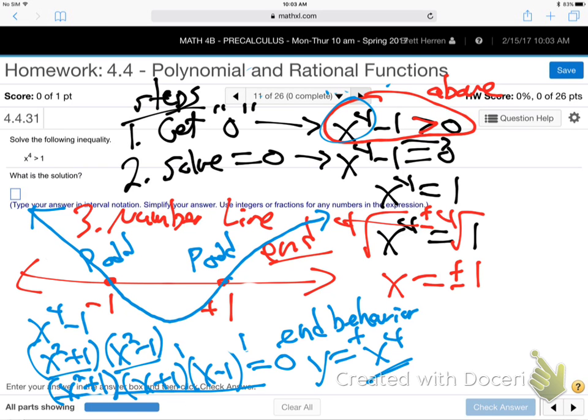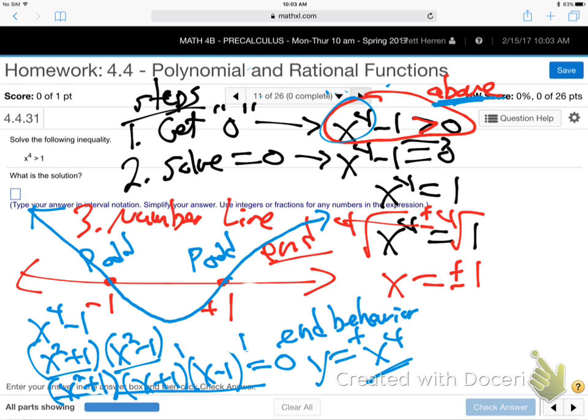But these two both lead to somebody being 0. If x is negative 1, this piece is 0. If x is positive 1, this piece is 0. So they lead to those x-intercepts, and they're both first powers, so they're both passers through because they're odd powers. Odd multiplicity.